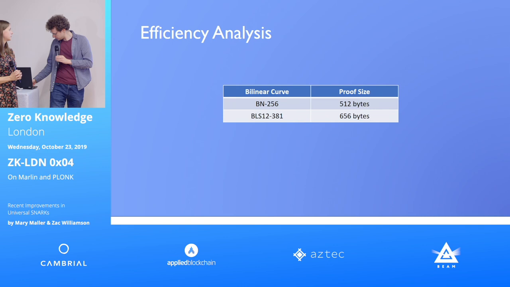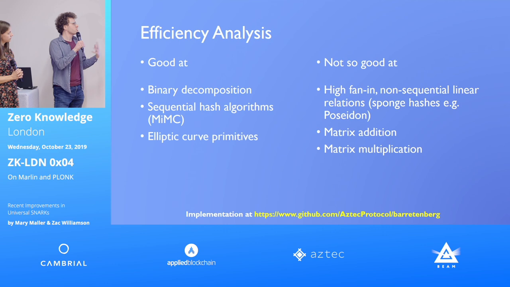Just to summarize the efficiency analysis, things that Plonk is really good at. So this is like an asterisk. If you implement a couple of custom gates that we're rolling into our Barretenberg proof construction library, it's extremely good at binary decomposition. With one constraint, you can concatenate together two binary variables. It's great at sequential hash algorithms like MiMC, and also elliptic curve primitives, where you can use custom gates to evaluate an elliptic curve point addition in a couple of constraints, which means that Pedersen hashes, that kind of stuff, very, very efficient.